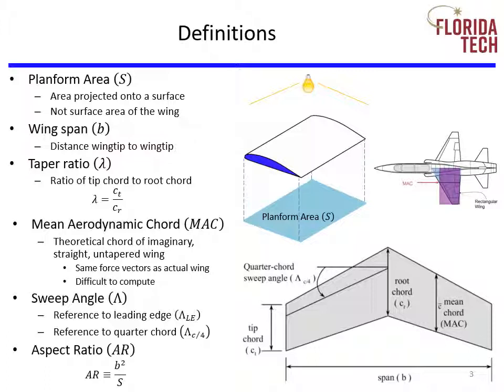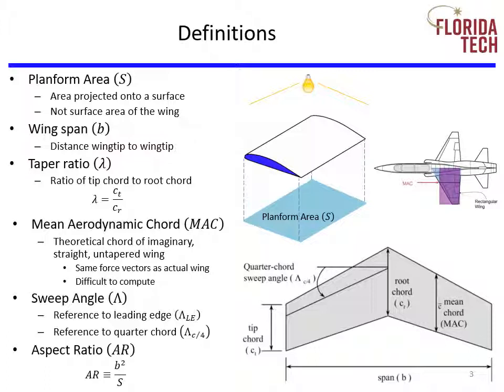Fifth, sweep angle, which uses the Greek symbol for capital lambda, can be defined in reference to the leading edge or the quarter chord line. The quarter chord sweep angle is illustrated. Sweep aft is normally considered positive and sweep forward is considered negative.